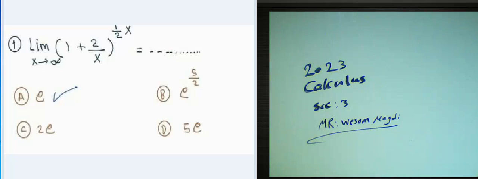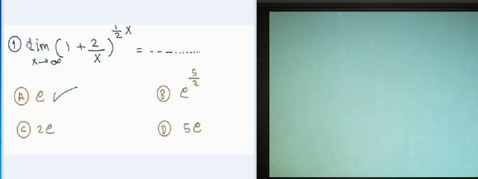Today we'll solve this exam about calculus, the exam from the year 2023. Look at question number 1 with me here. The limit as x approaches infinity of (1 plus 2 over x) to the power half x equals b. The result will be equal a. Look at the steps with me here.